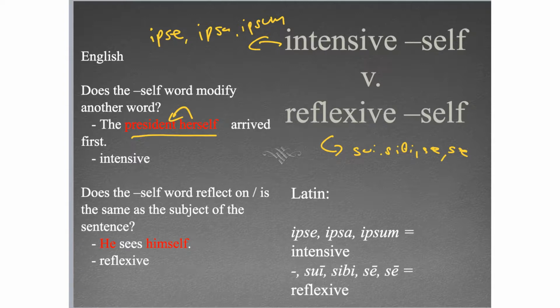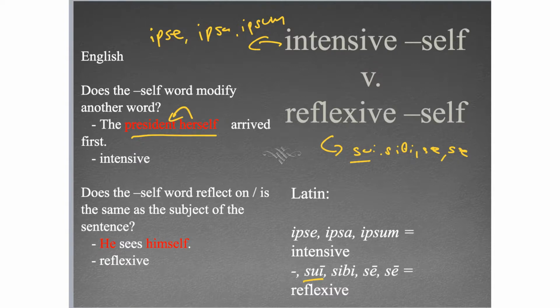Okay, for the reflexive, does the self word reflect on or is it the same as the subject of the sentence? The way the reflexive works is it reflects on the subject of the sentence. So for it to be reflexive, the pronoun and the subject have to be the same person. All right, and obviously from this form sui, which is the reflexive, we get the word suicide, which is obviously killing oneself, and you can see in it that reflexive nature.